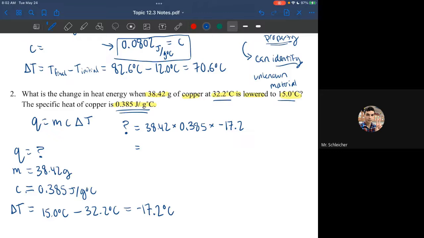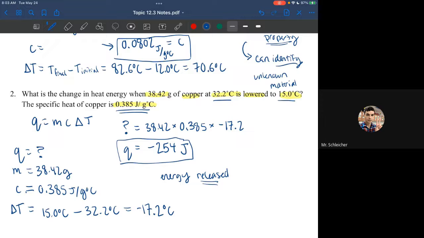All right, I'm getting something like negative 254. What are the units for energy here? I should put joules here. So I'm going to put a capital J to represent joules. Q is equal to negative 254 joules. And since I have a negative Q, does that mean energy was released or absorbed? This is energy that was released.